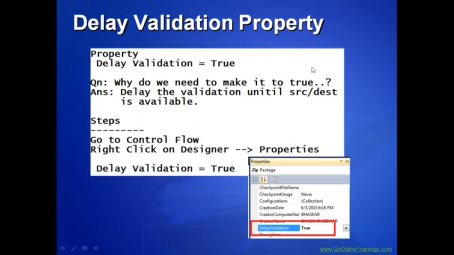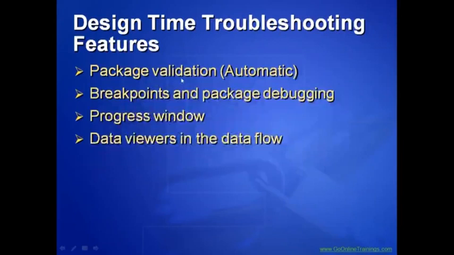Delay the validation until the source and destination are available. You are not going to be validating; you're skipping the process now. Don't validate now, because if I validate and that object is not available, I start going to the temple, and by the time I get there, that object is available. So this is an important property. Sometimes we have to make it true. Okay, so package validation is another important question.